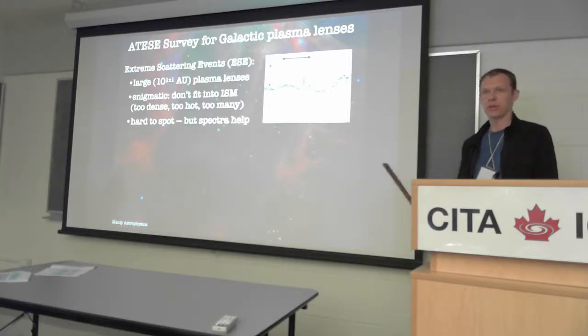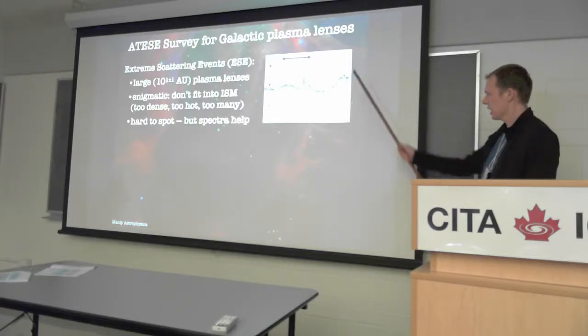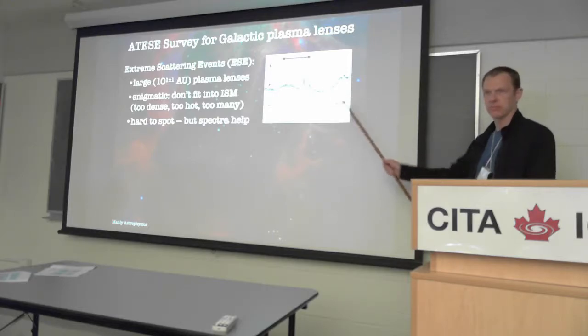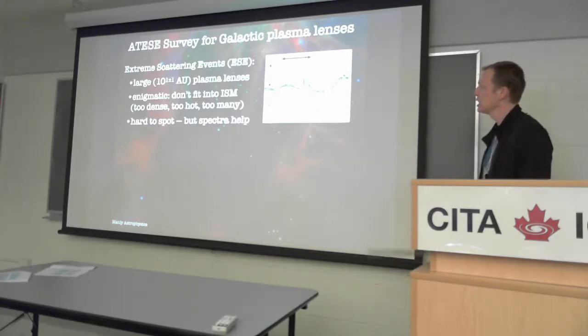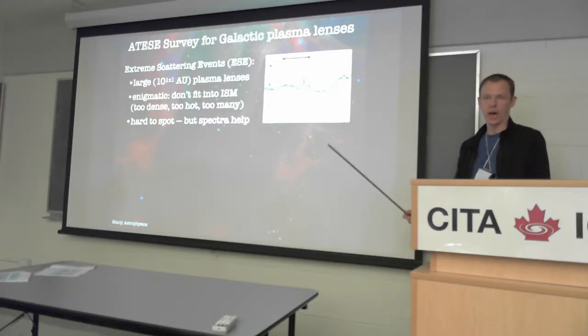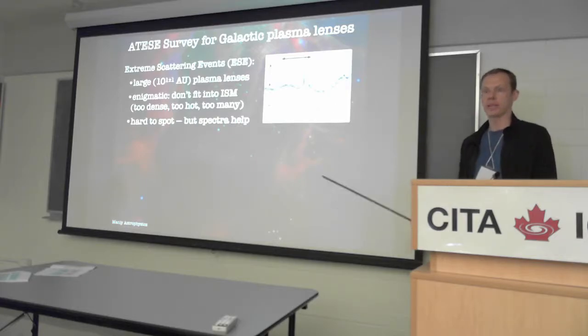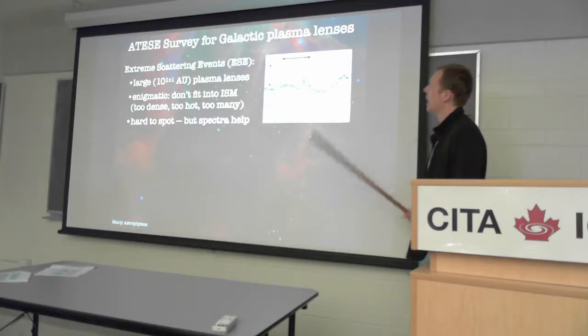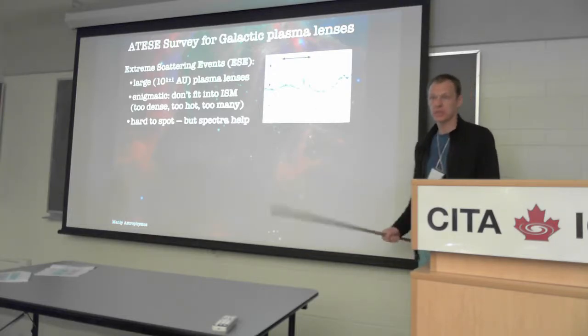I think Matthew has explained most of that. He actually showed the very same data today. And the ATISI survey for galactic plasma lenses, ATISI is standing for Australia Telescope, more widely known as the compact array at Narrabri, survey for extreme scattering events.